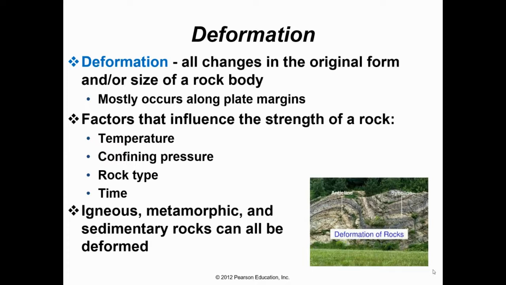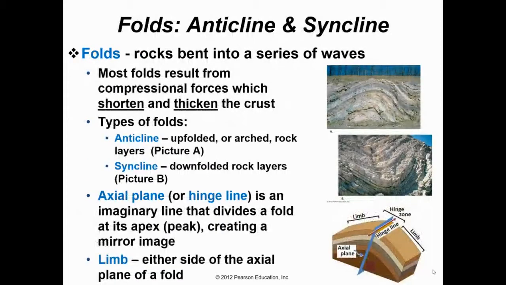Just like metamorphism, deformation can occur in any type of rock. It can even occur with metamorphic rocks. So the main type of deformation is a fold, which is typically viewed like this. You can see there are two different types of folds here: an up-arching fold and a down-arching fold. The up-arching fold is called an anticline. The down-arching or down-warping one is called a syncline.